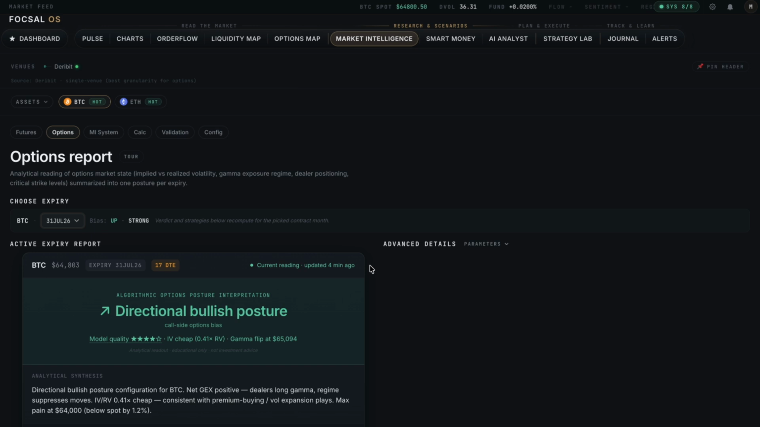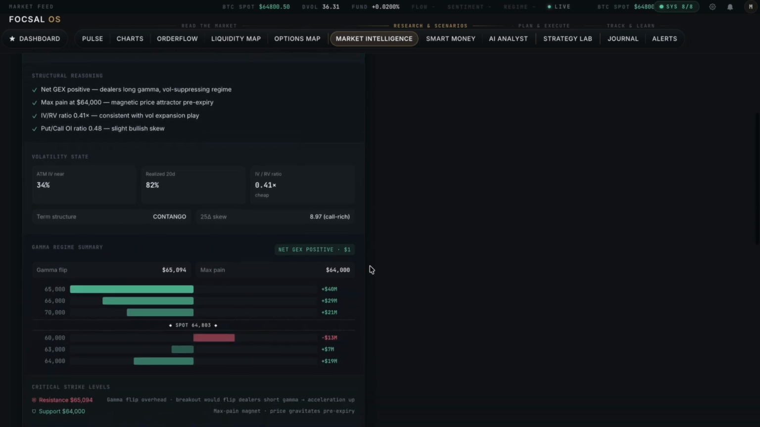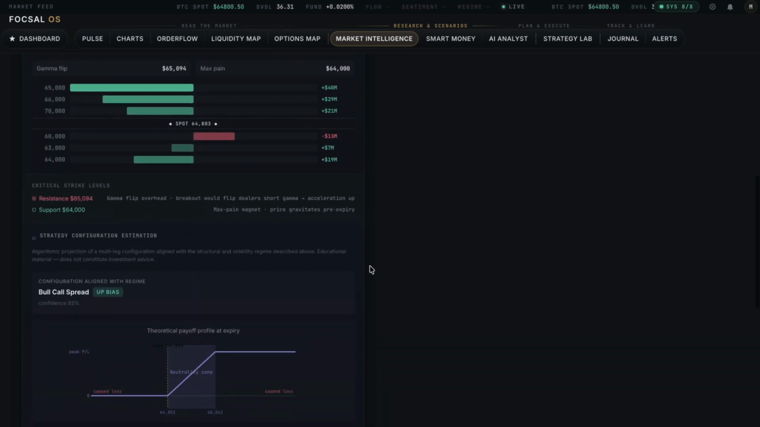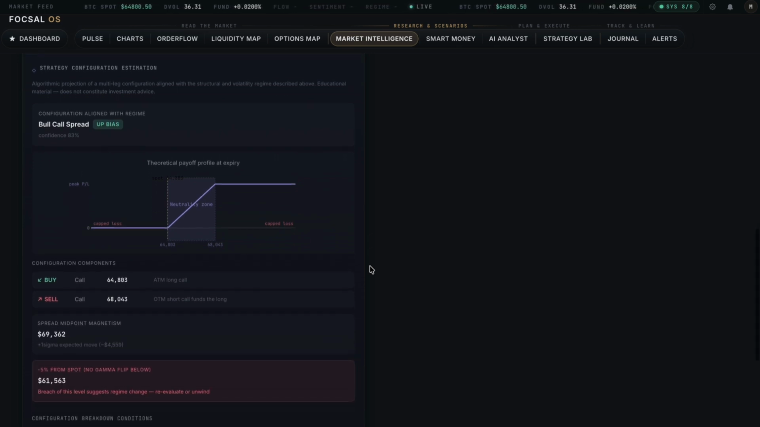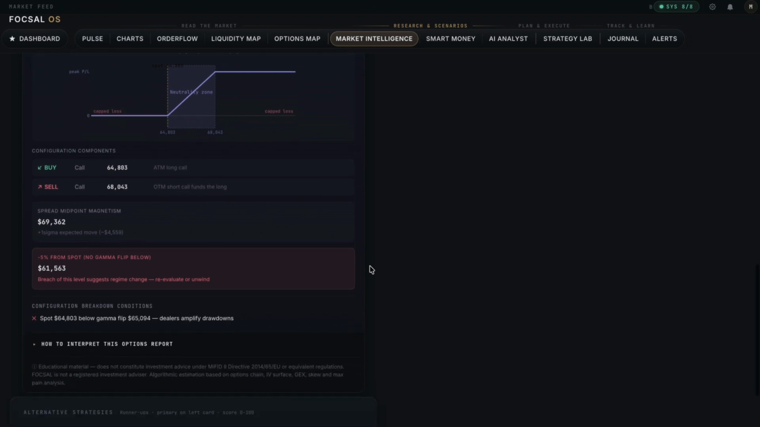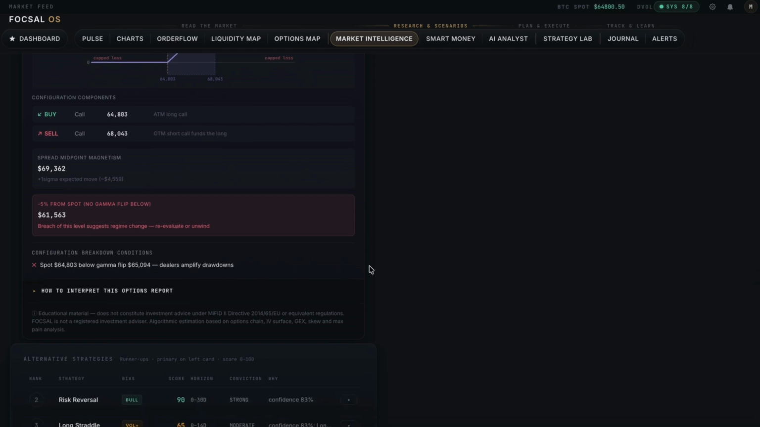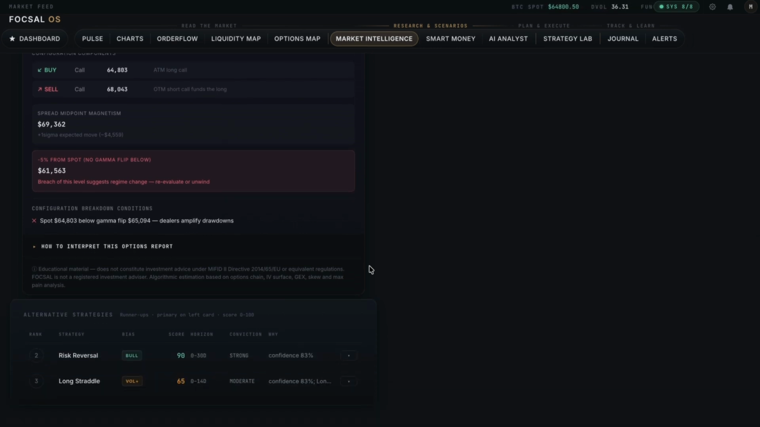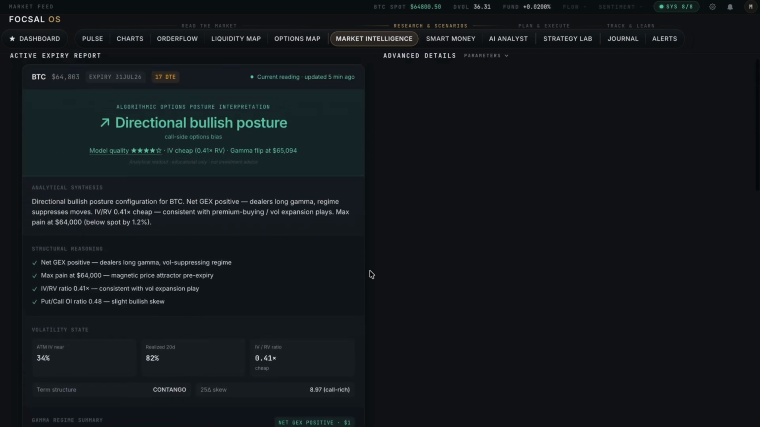And straight away, the disclaimer. Because in this episode, it matters more than in any other. You're going to see specific strategy configurations, specific levels, labels saying sell and buy. These are not orders. This is an algorithmic estimation and educational material. FOCSAL is not a registered investment advisor and doesn't tell you what to do. The model shows what a structure matching its reading of the market would look like. The decision stays with you, always.